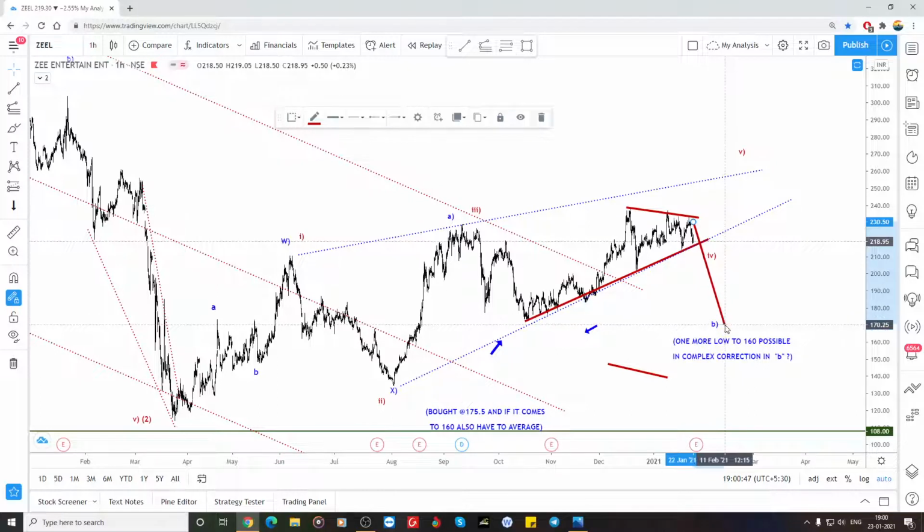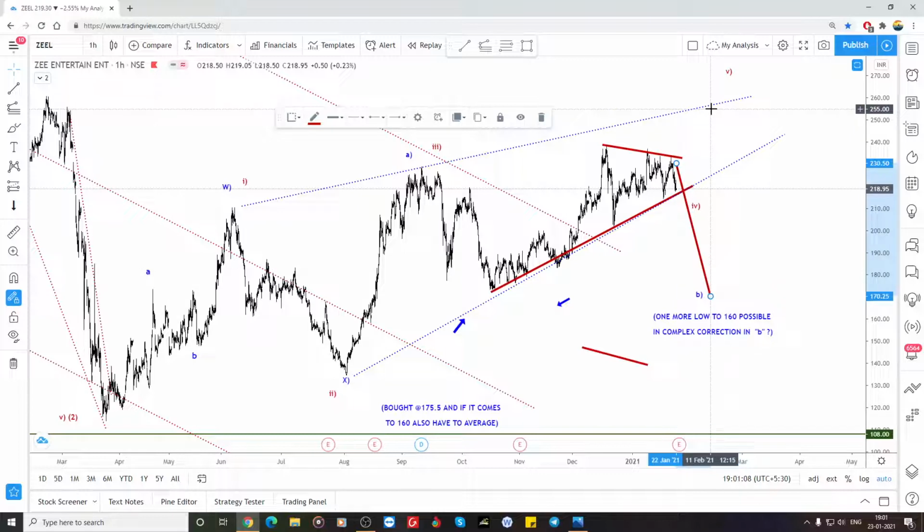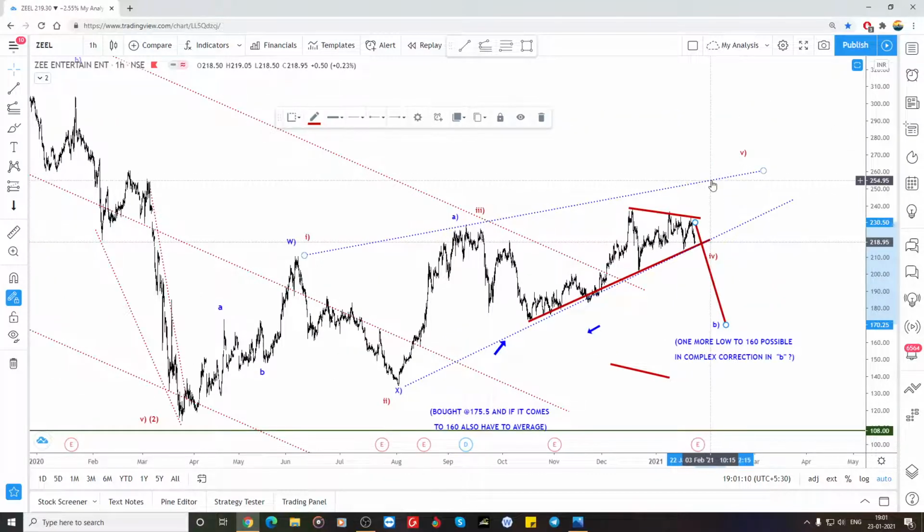After that it may shoot for the C wave, or it could be a B wave triangle, in which case we may see the next higher levels of the 250 zone, whether it's a 1, 2, 3, 4 triangle and the 5th can be around the same zone. So we have to wait and watch here. So if it goes to this zone, don't do anything, we just have to watch and wait.